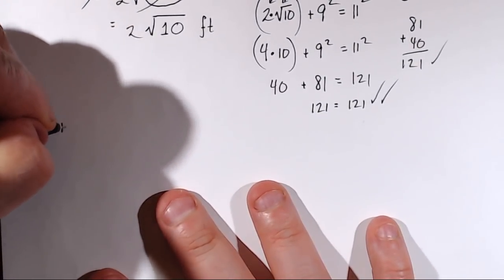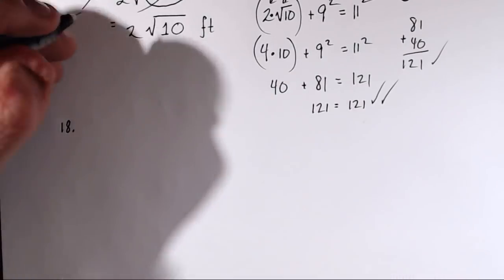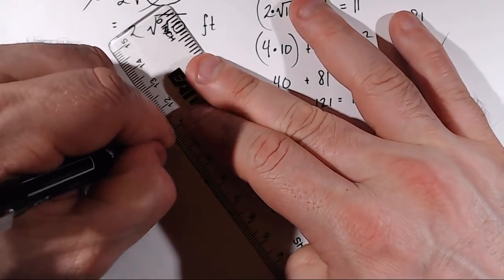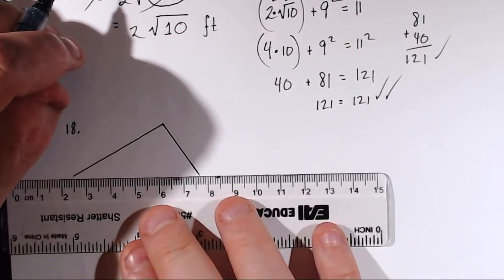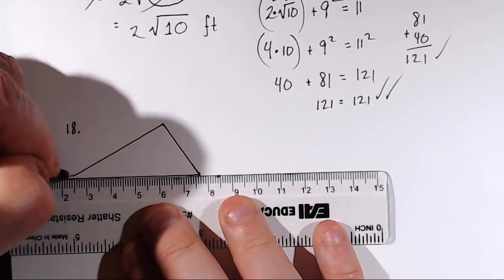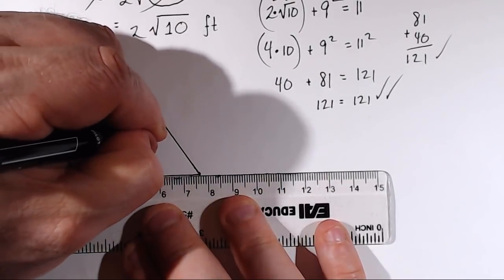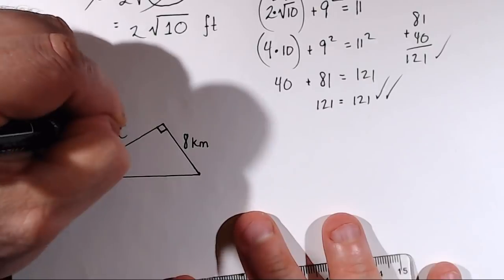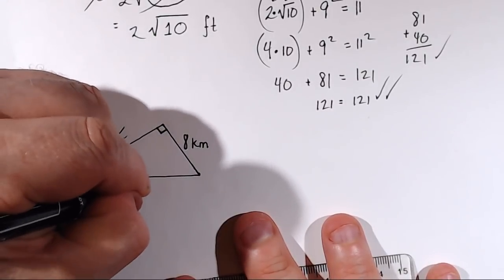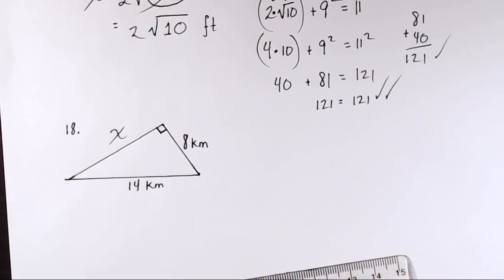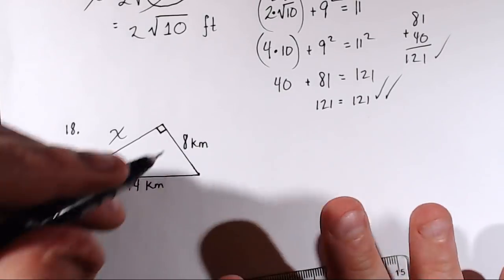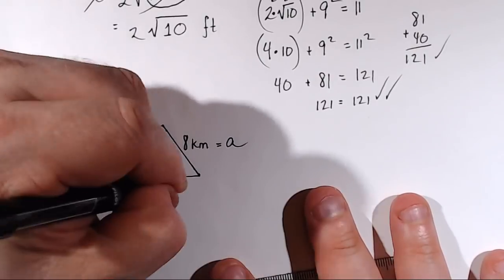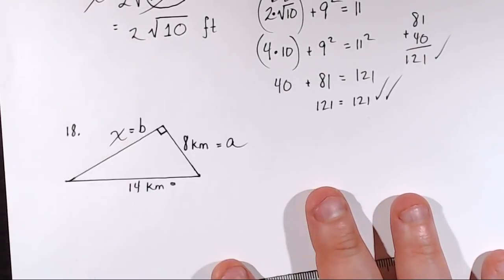On to number 18. Number 18. We are given this right triangle. Okay? And this is 8 kilometers. And this is x. And this is 14 kilometers. We got to label our points. Label our sides. Like what's A, what's B, what's C. So we'll label this as A, the short side. We'll label X as B, the long side. And then the hypotenuse is C.